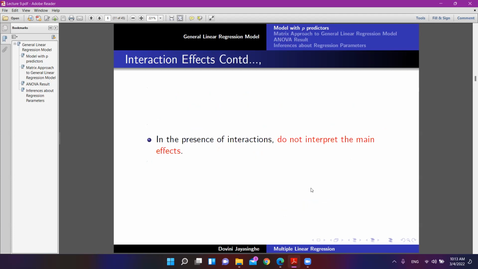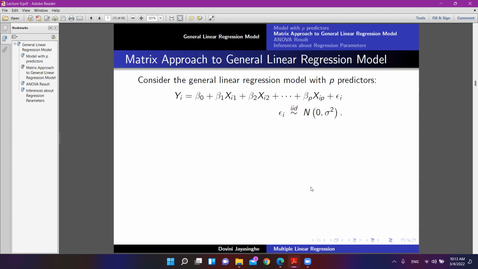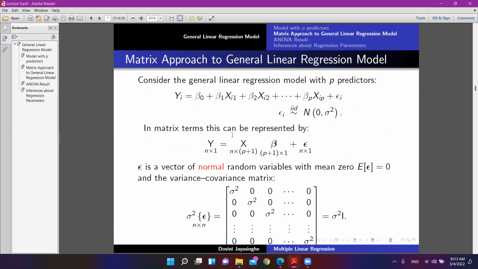So that comment is on interpretation. Matrix approach to general linear regression model. Consider this one with p predictors and p+1 parameters, right? In matrix terms, this can be represented this way. The same thing that we discussed last week in simple linear regression. It's just a matter of constructing this one. Others are all the same.